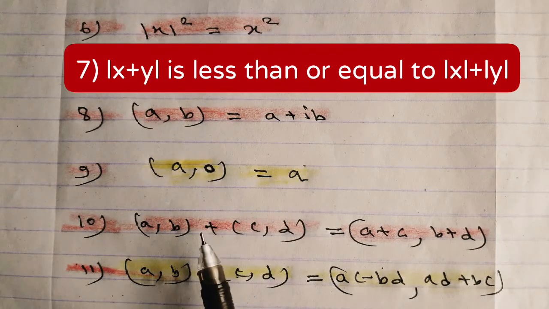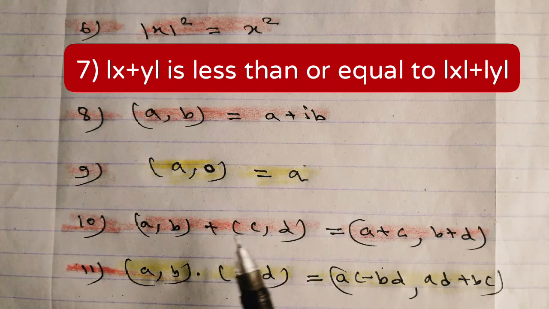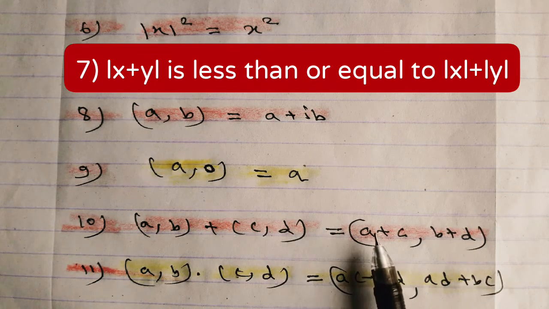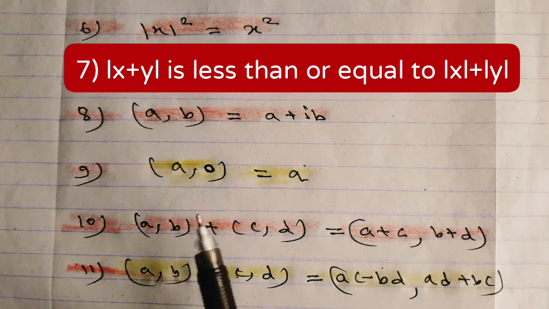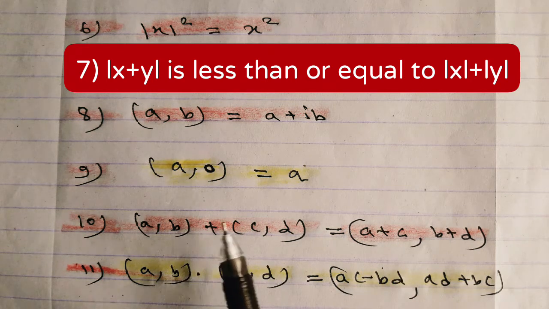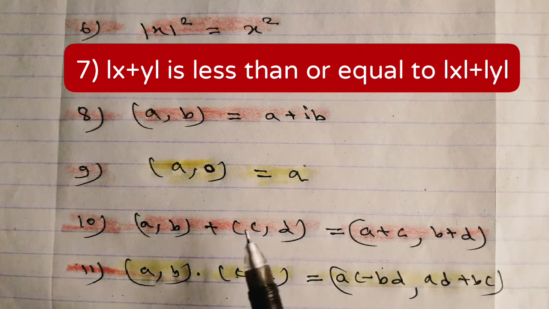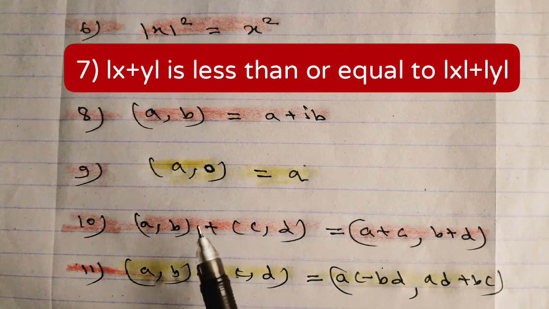Number 10, addition of two complex numbers. When we have to add any two given complex numbers, the sum of the two complex numbers we get by adding the corresponding real parts and by adding the corresponding imaginary parts. That means (a, b) plus (c, d) we can write as (a plus c, b plus d).